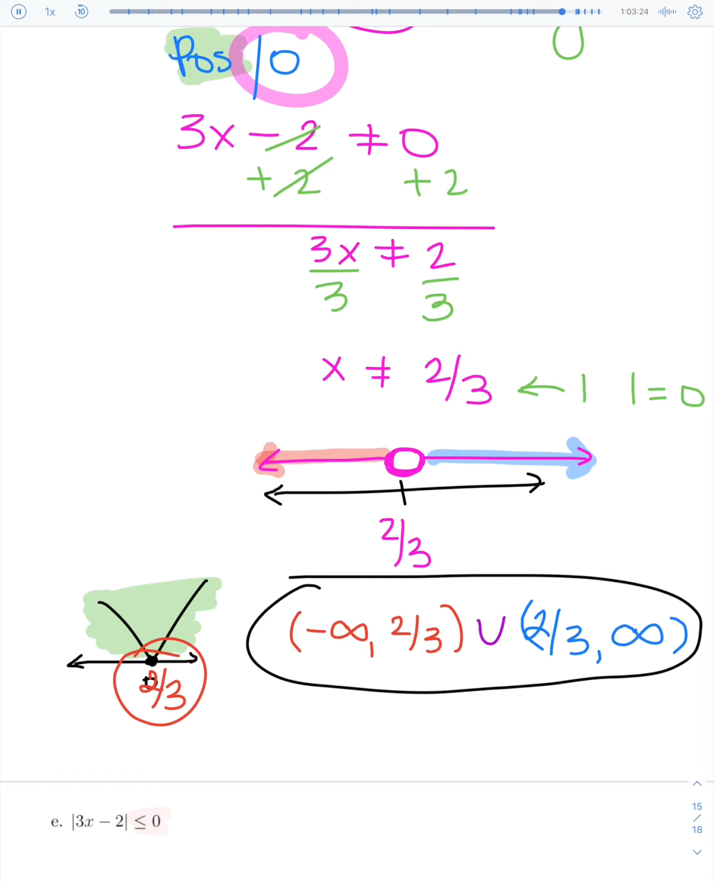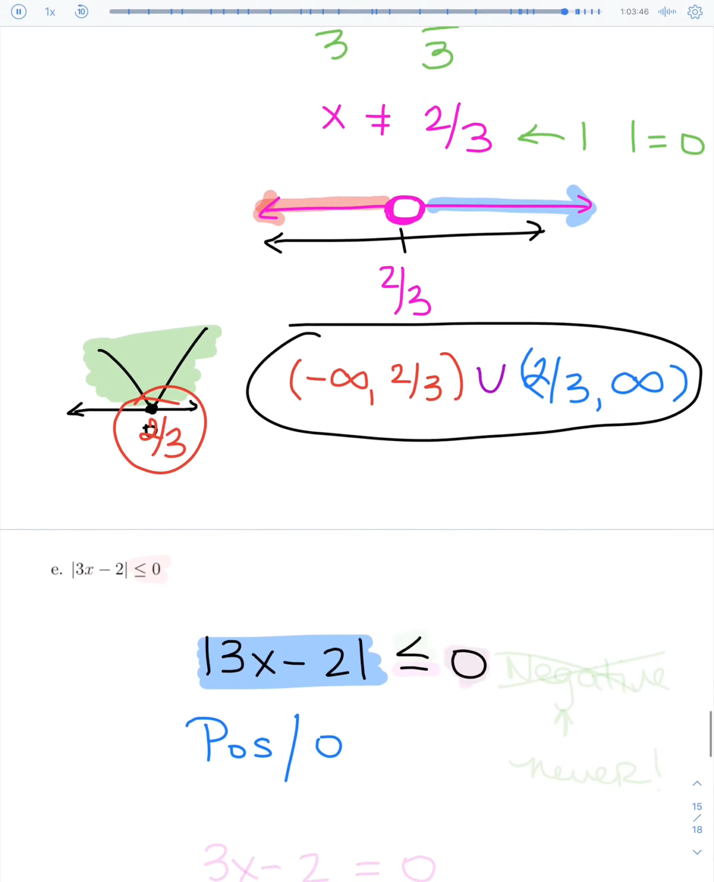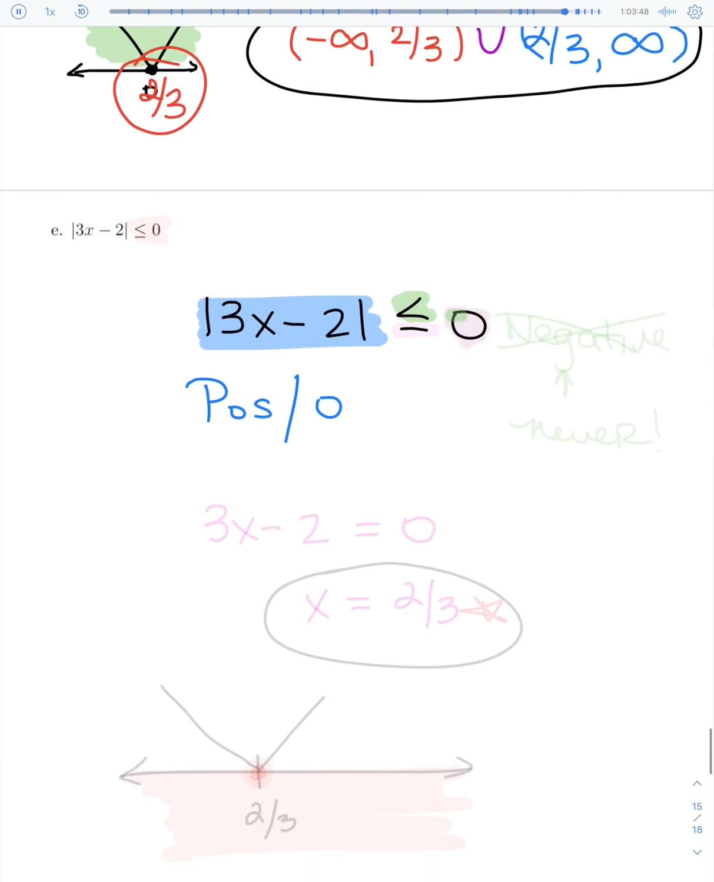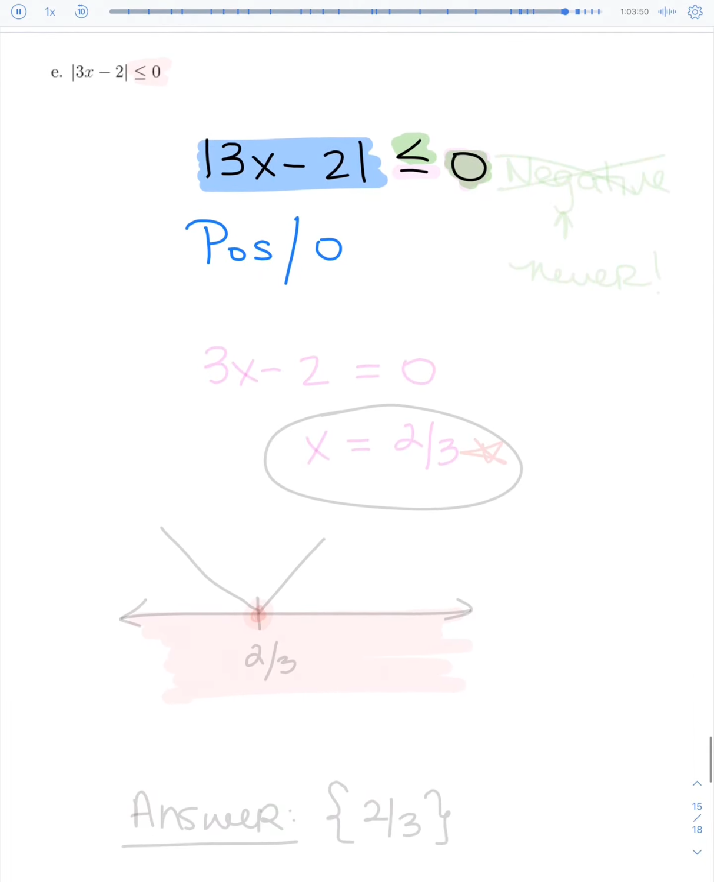Let's take a look at another example that's a little bit different. We've got the absolute value of 3x minus 2 is less than or equal to 0. So again, we've got our absolute value by itself, which is wonderful. We know that an absolute value is either positive or 0 at the smallest. So the first thing it's talking about is, when is this less than 0, meaning when is it negative?